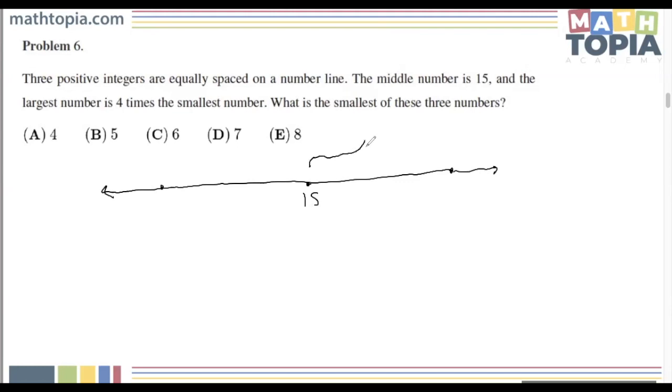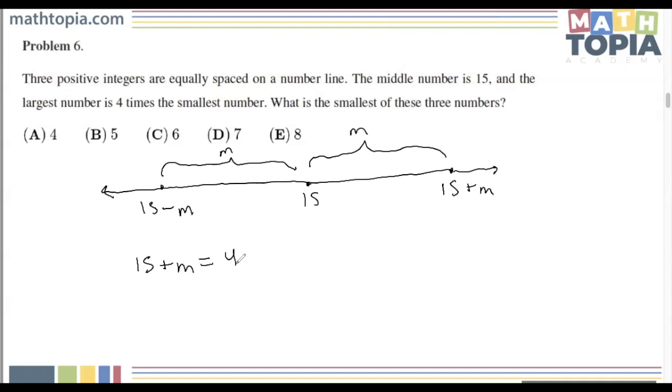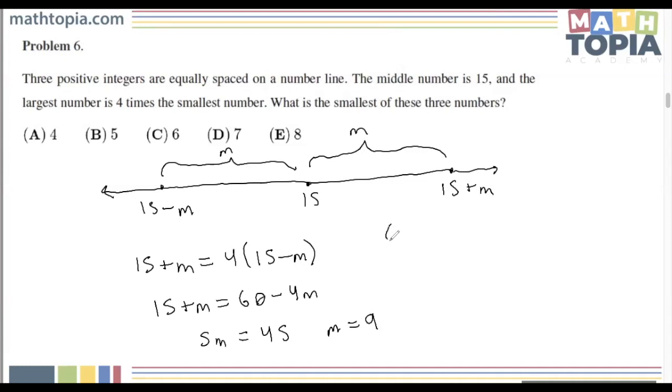If they're equally spaced, then this distance, let's call it M, must also be M, which basically means this number is 15 plus M, and this number is 15 minus M. So if we set things up, the largest number, 15 plus M, is going to be 4 times the smallest number, which is 15 minus M. If we expand this, we get 15 plus M is equal to 60 minus 4M. And what we get is 45 equals 5M. M is going to be equal to 9. So our 3 numbers are going to be 6, 15, and 24. So the smallest of the 3 numbers is going to be 6, which is C.